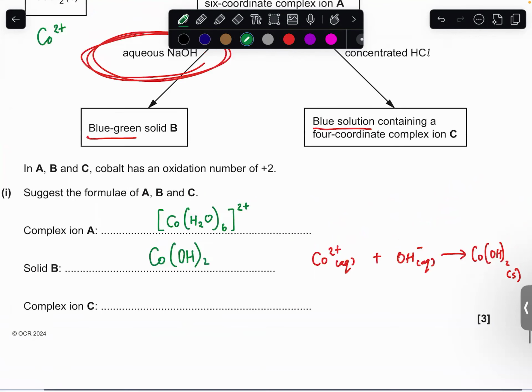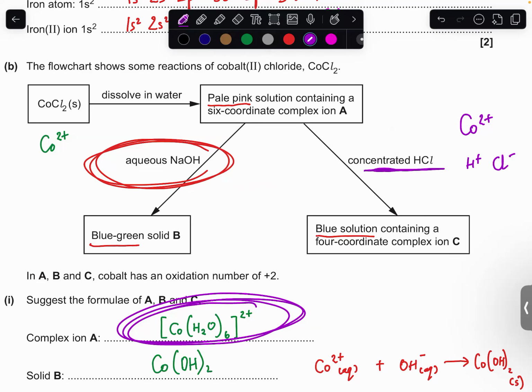In this question, one thing to bear in mind is that to this original complex, you are adding concentrated hydrochloric acid. You ask yourself, to a cobalt 2 plus ion, what's going to be attracted to it? What's going to act as a ligand? Will it be the H plus ions or the chloride negatively charged ions? It will actually be the chloride negatively charged ions, for obvious reasons. Opposite charges attract.